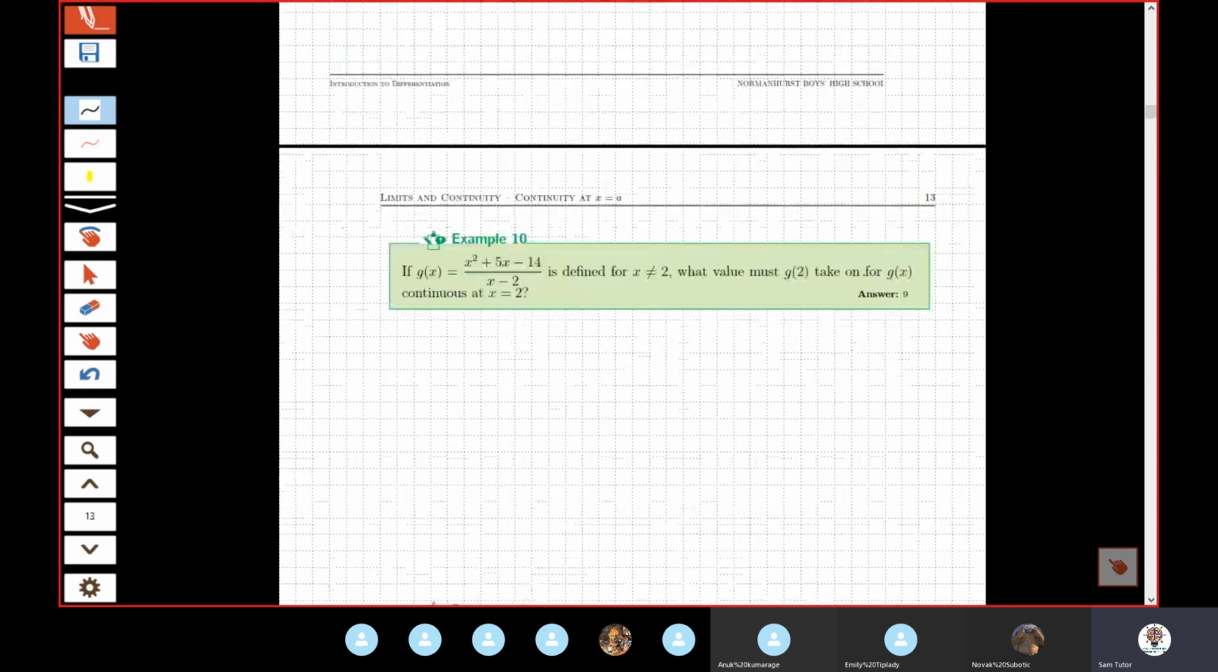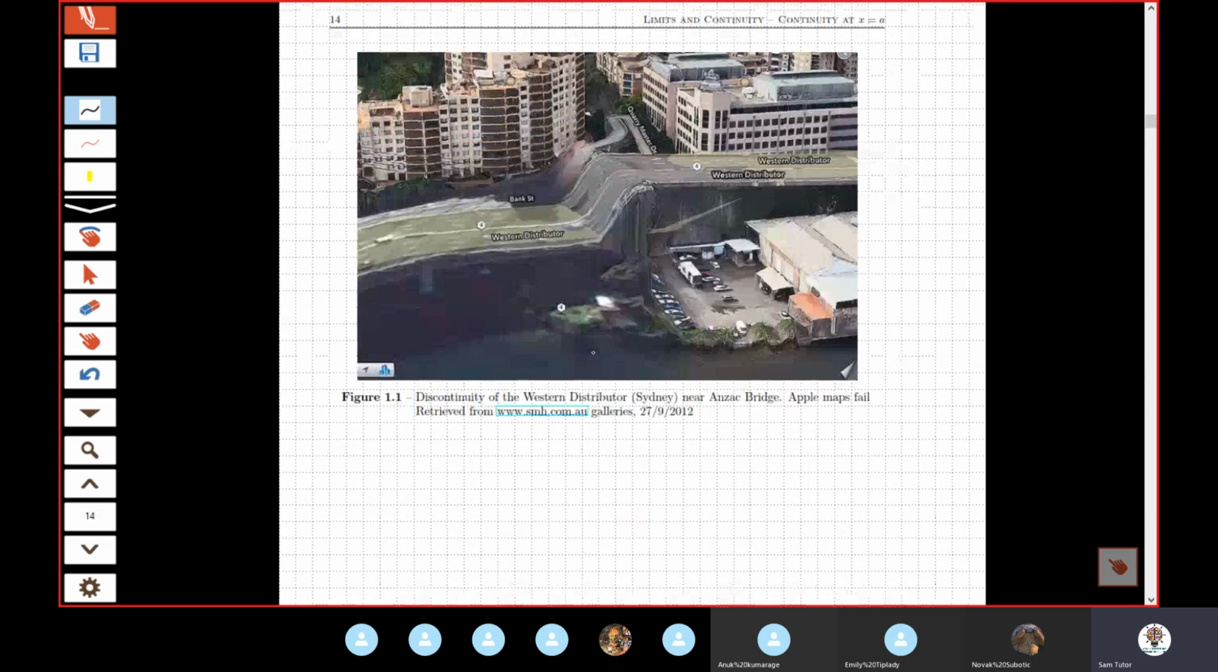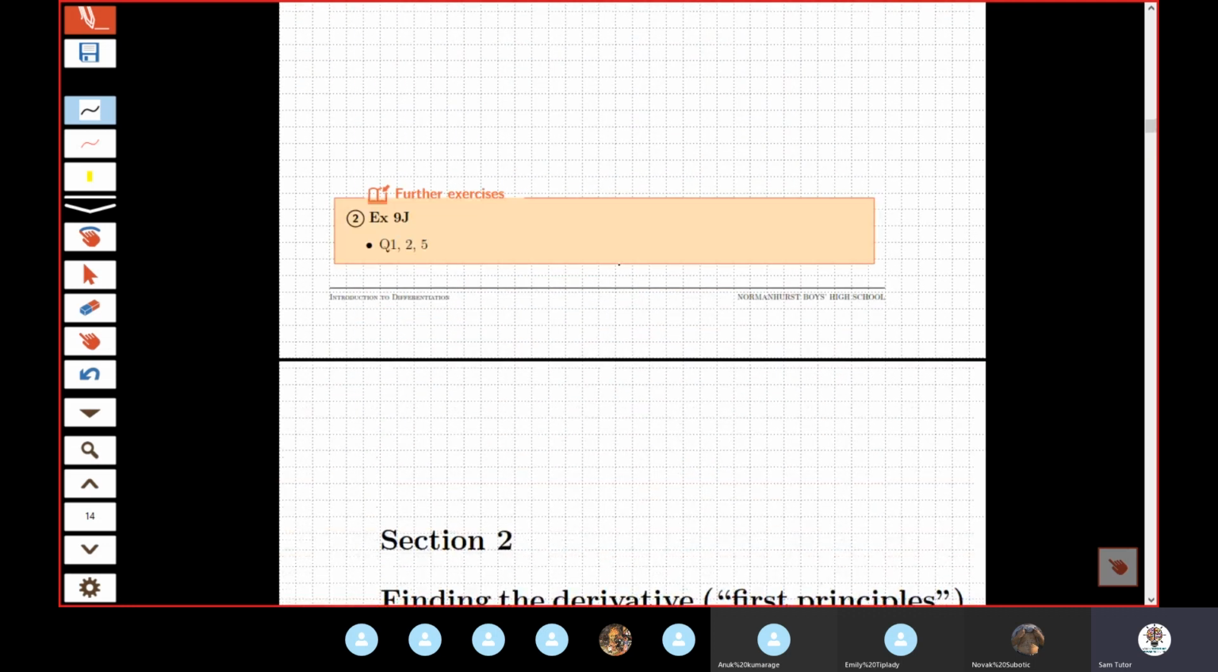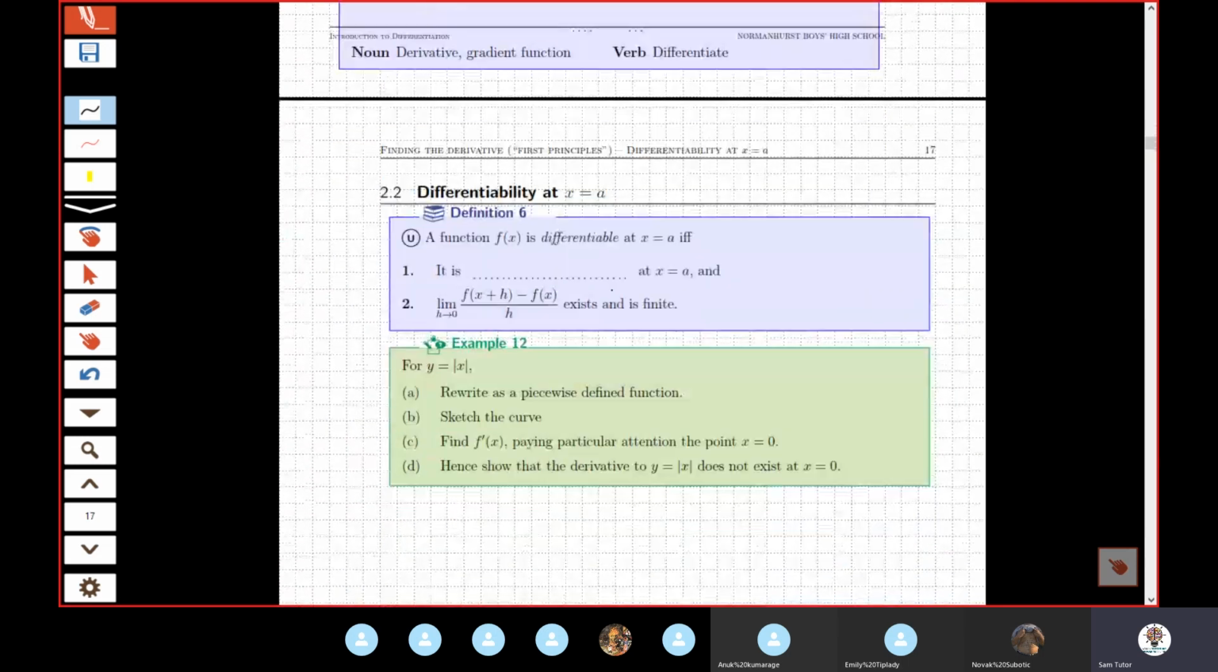All right. Yeah, that's nothing. Yeah. Discontinue the Western distributed near Anzac Bridge. Apple Maps failed. Okay. Funny little thing, we don't need to worry about that. Let's keep moving, keep moving.